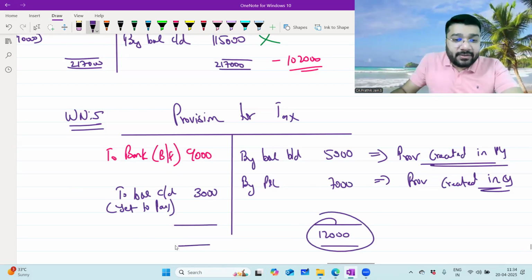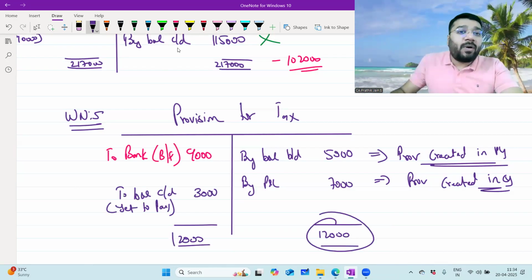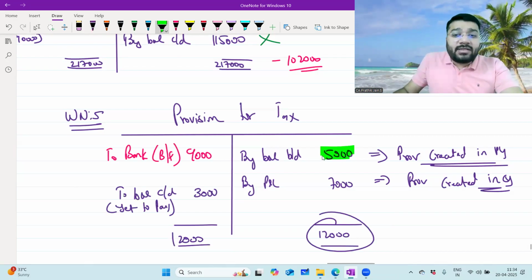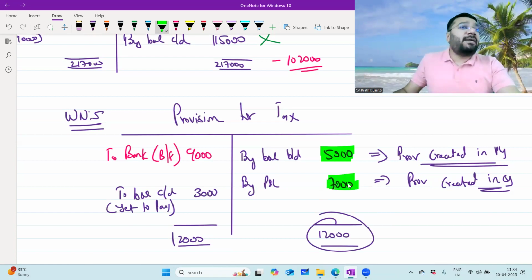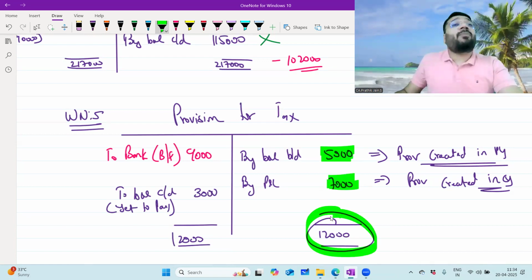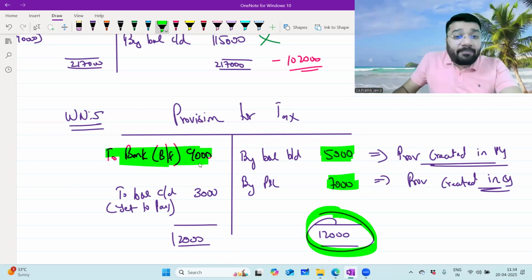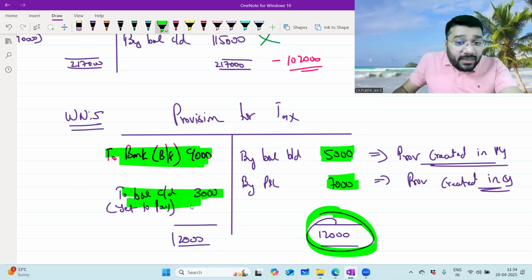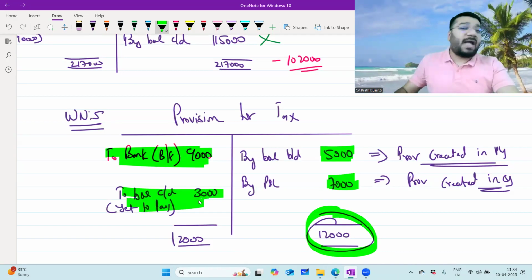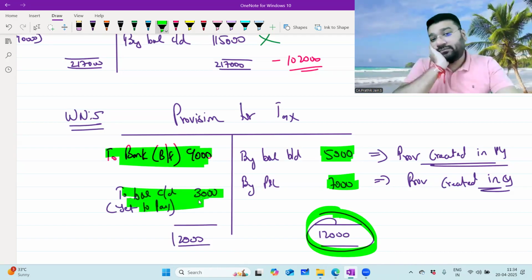Any difficulty in this? One more time, let me read. 5,000 is the provision for last year. 7,000 is the provision for current year. 12,000 rupees is the total promise that you've made last year and current year put together to the income tax department that I'll pay this money. Out of this 12,000, 9,000 is paid. Balance 3,000 is yet to be paid. Are you able to understand how to read the ledger?